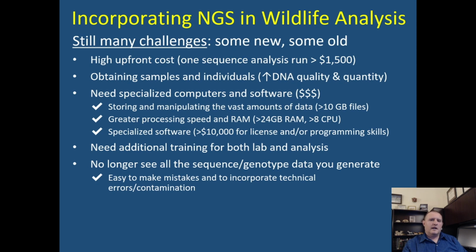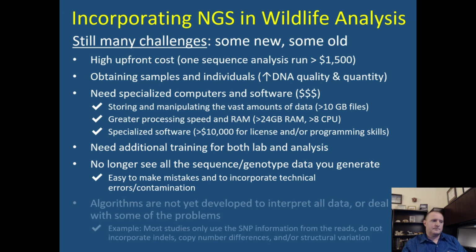The other problem that we have is that because there's so much data, you no longer can look at all your sequences and genotypes that you generate like you can with microsatellite analysis or traditional Sanger sequencing, right? So any kind of errors in contamination and sequencing, technical artifacts, they're more likely to get incorporated into your results. And so you have to be a lot more conscious of it, a lot more careful when you do the analysis and when you interpret the data.